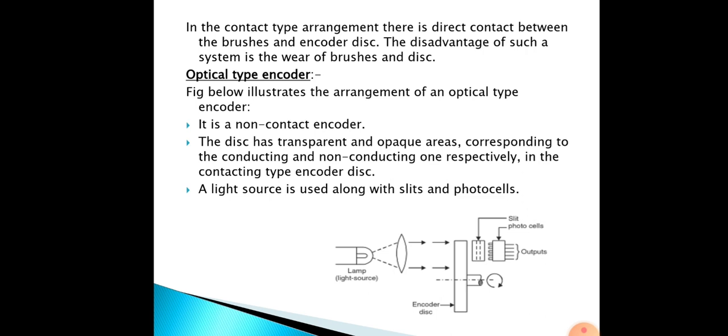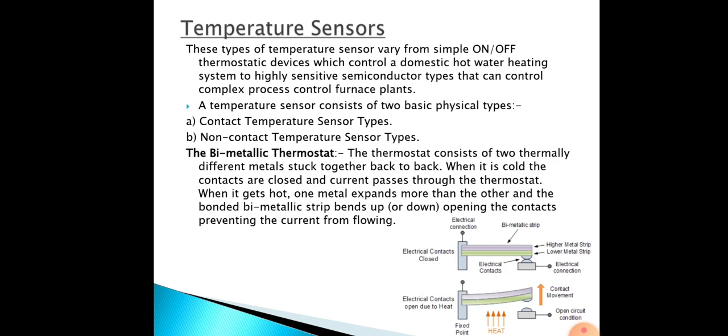Then the next one is the temperature sensor. So what is a temperature sensor? It detects temperature or heat. This type of temperature sensor varies from simple on-off thermostatic devices to a controlled domestic hot water heating system also. There are two basic types: contact temperature sensor types and non-contact temperature sensor types.